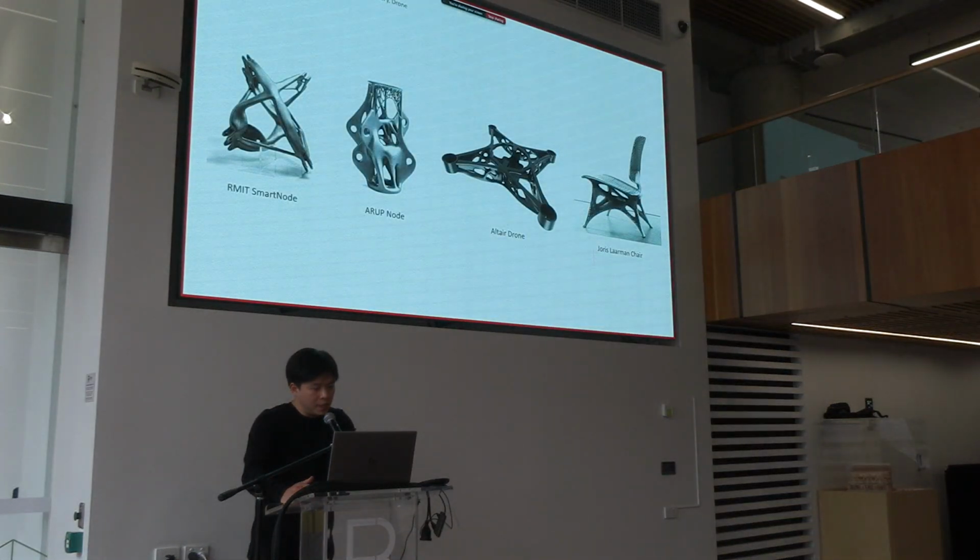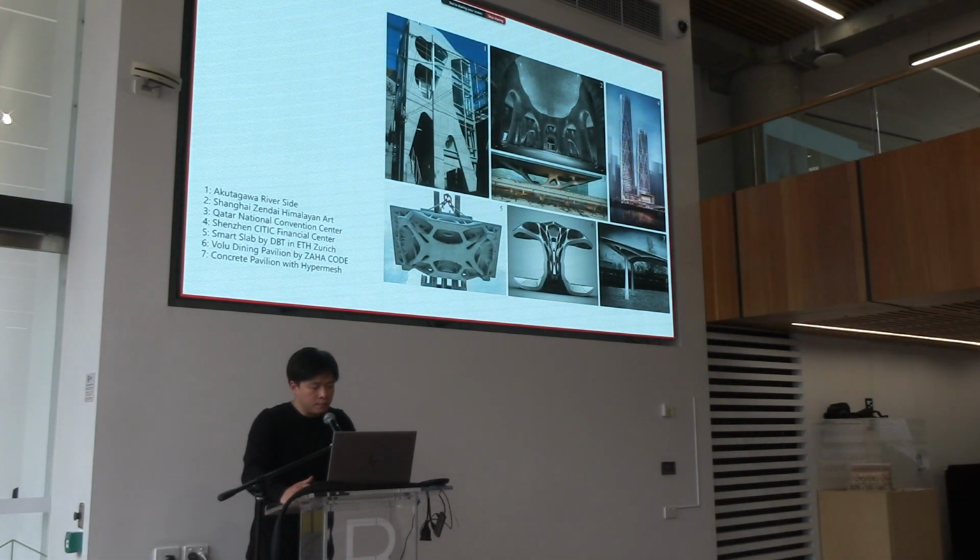Topology optimization is always used in small-scale projects like the MIT node, the Arup node, the jaw, and the chair, and additive manufacturing can be used quickly to realize them. Later, a lot of Japanese architects, and also Zaha Hadid and ETH, used topology optimization to realize building components and building forms.